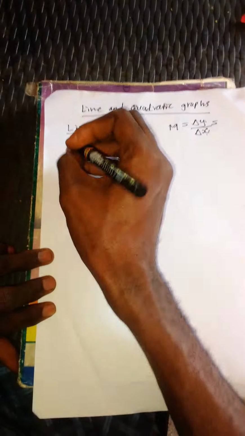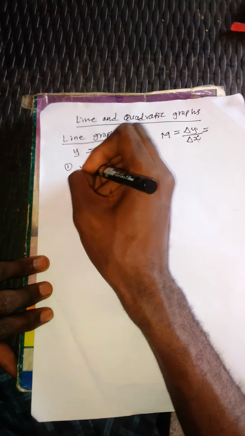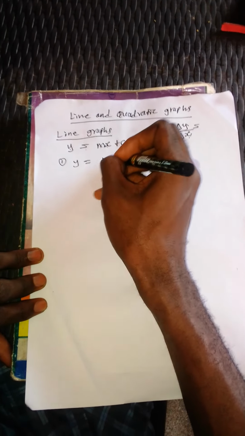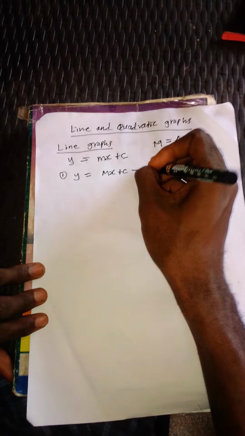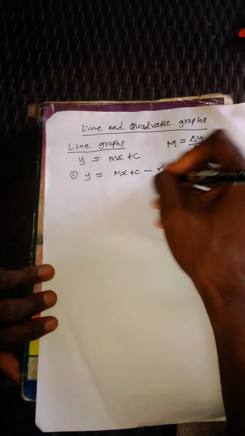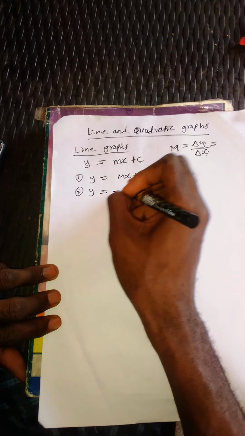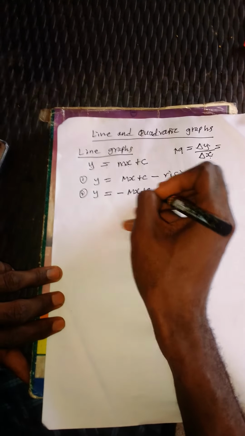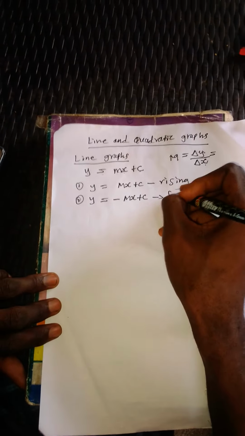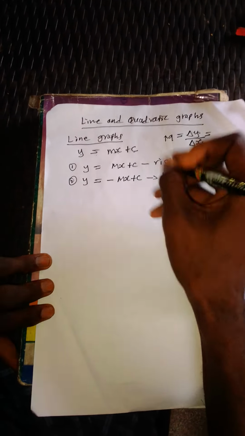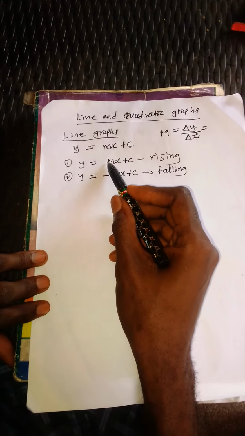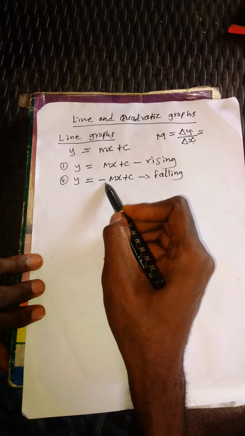Now, we have four types of lines. When the line looks like y equals mx plus c, we call it the rising line. The other type of line, when you see y equals minus mx plus c, we call the falling line. The only difference is that here the gradient is positive, and here the gradient is negative.